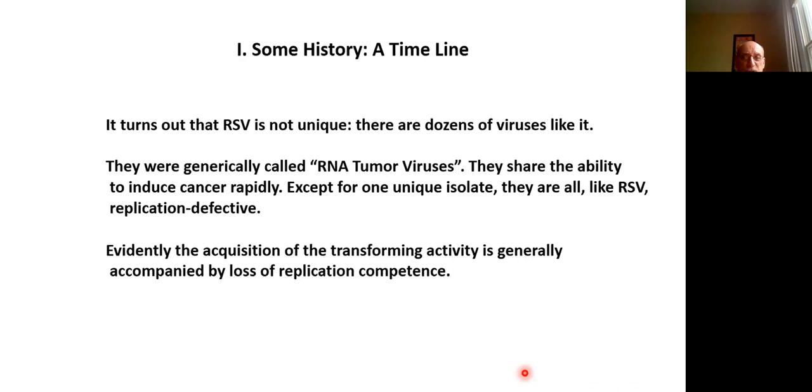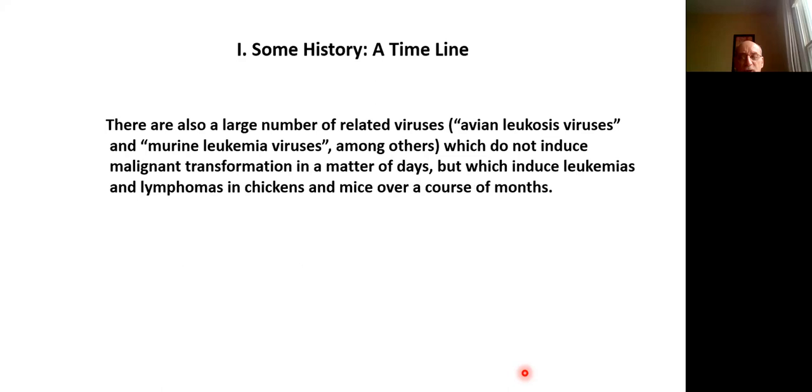Then there are a large number of related viruses called, among other things, avian leukosis viruses and murine leukemia viruses, which do not directly transform cells. They do not induce malignant transformation in a matter of days, but when injected into a susceptible host, such as a chicken or mouse, as the case may be, they do induce lymphoid malignancies of one kind or another over a course of months. They do this by a different mechanism, which is also interesting and informative. I will get back to this briefly towards the end of the talk.